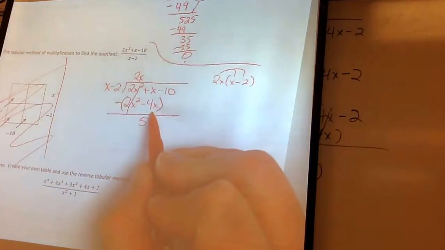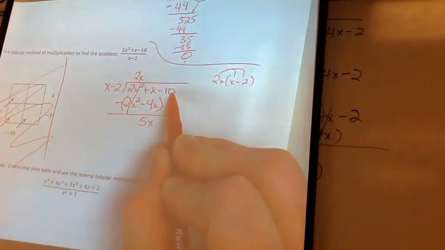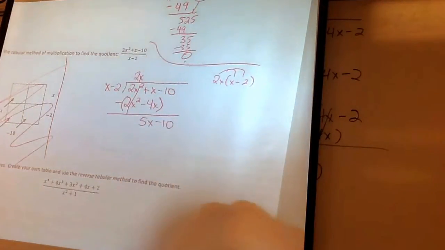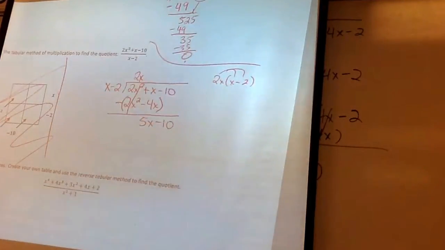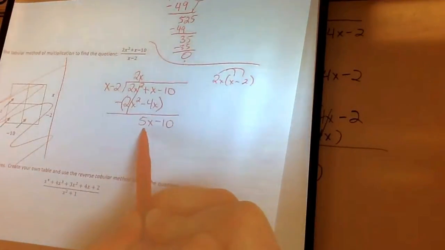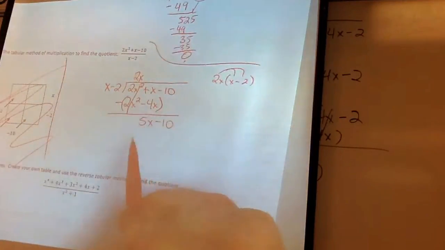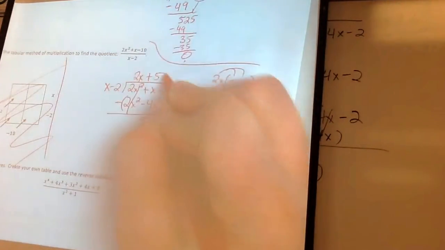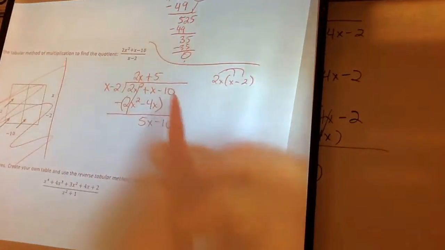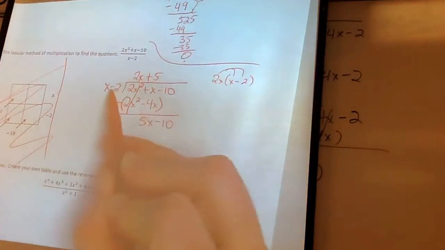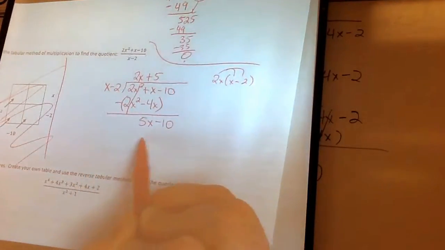And then what do you think we're going to do with the negative 10? Bring it down. And now we just do it again. X times what will give you 5x? Positive 5. And then you take the 5 and you multiply by both of these and write it under here.